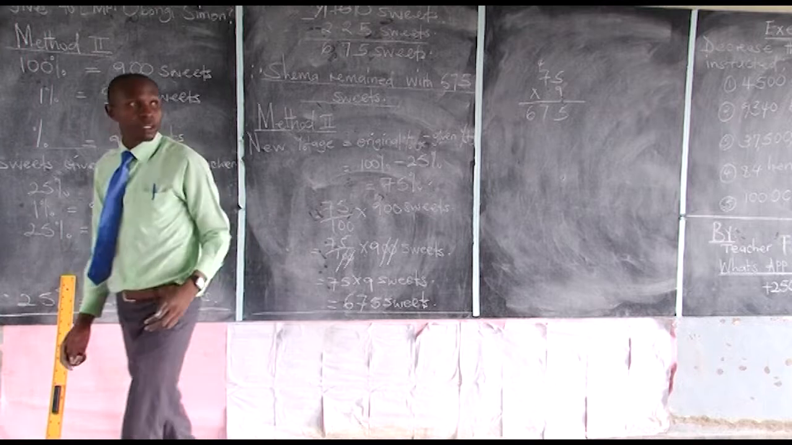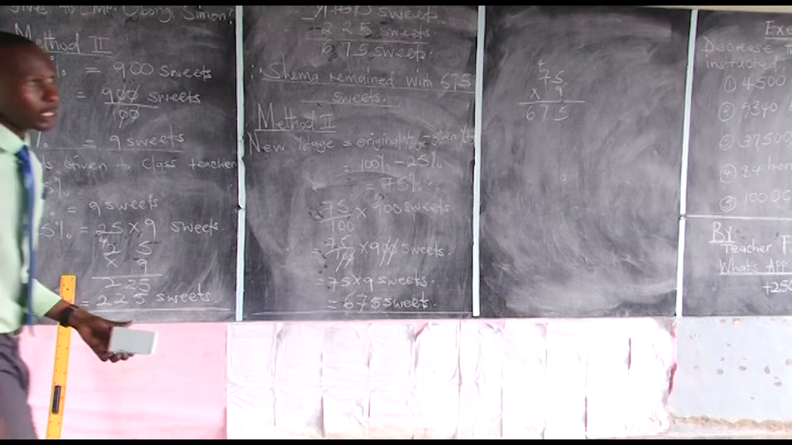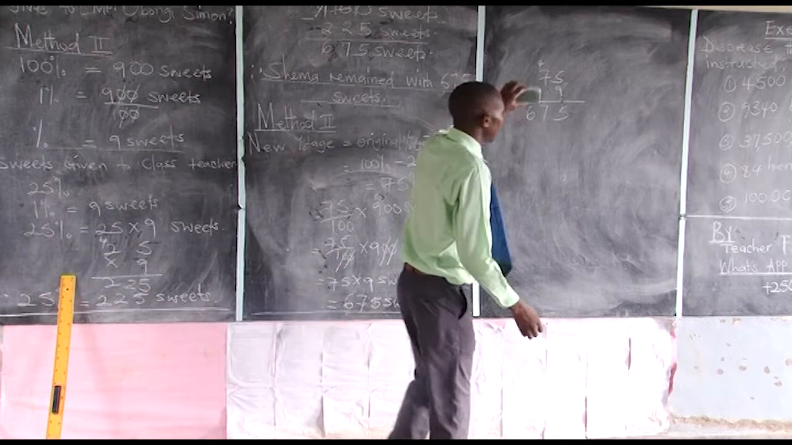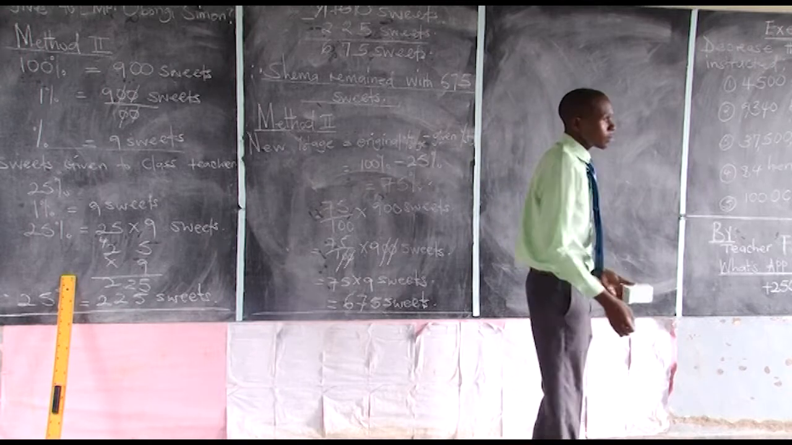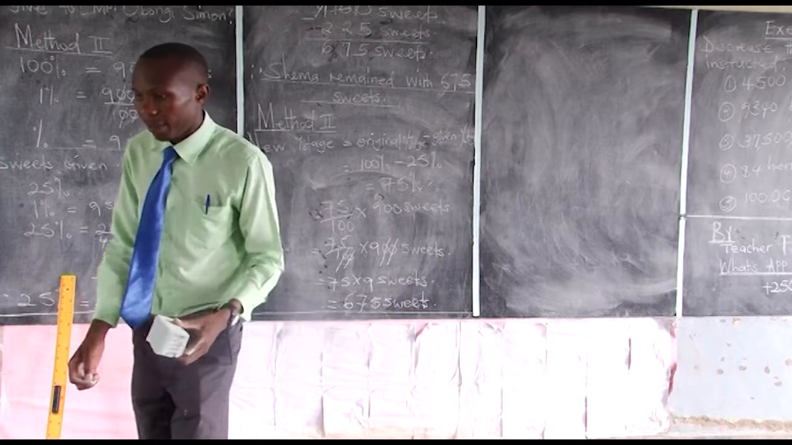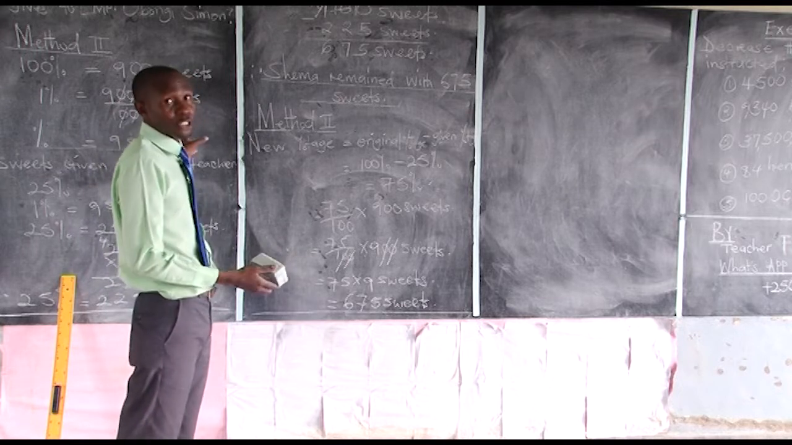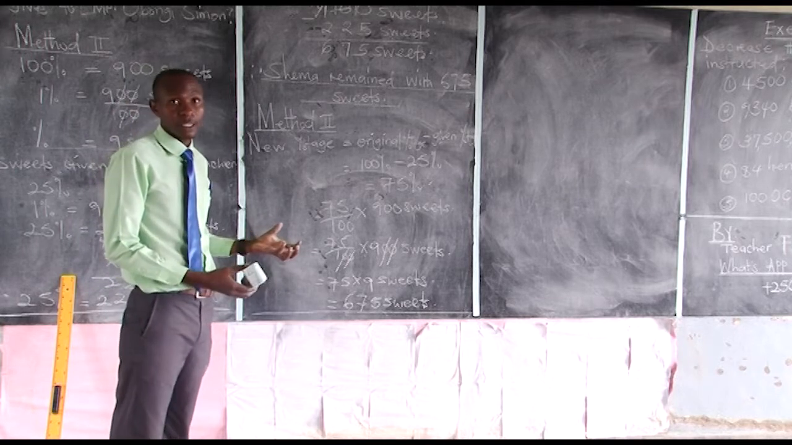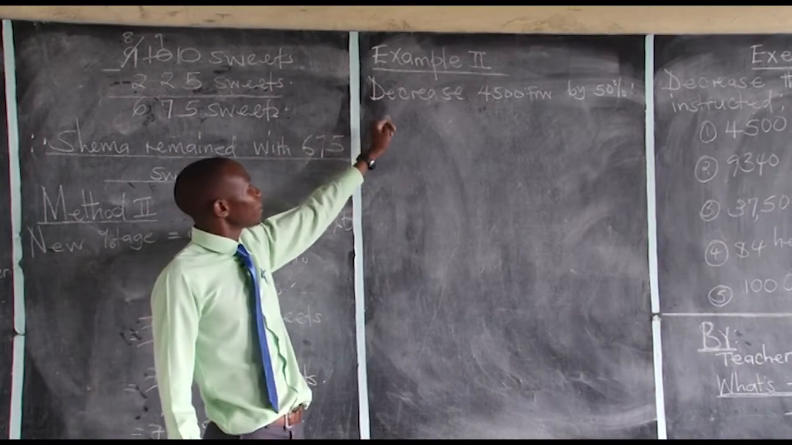After there, we shall now find 25% of the number. When we find 25% of the number, we subtract from the original percentage. Right? So I want us to continue with the second example.